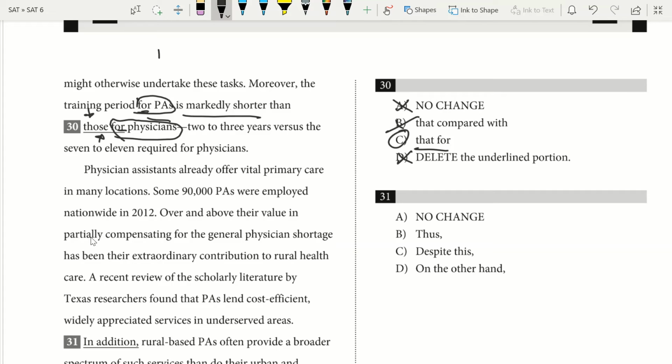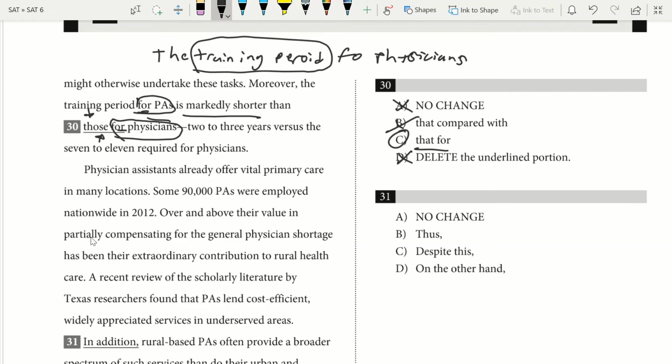So if we were to say the training period for physicians, and we were inputting something for the training period, we would input that, right? Because training period is singular. So we need the singular that, right? So we would have that for physicians. So we see that that'll be C.